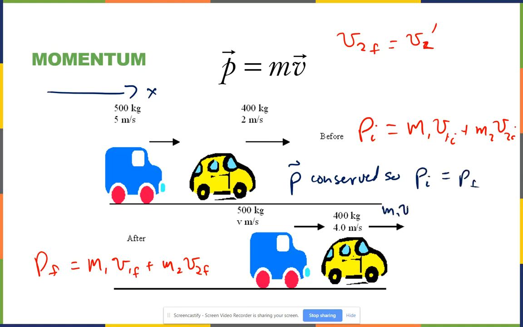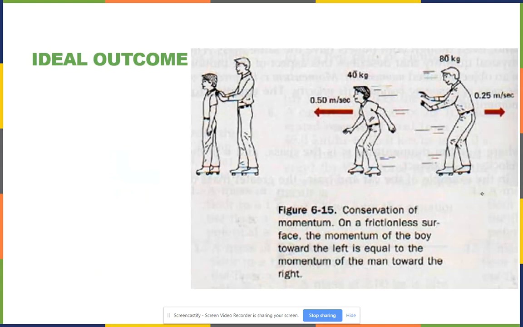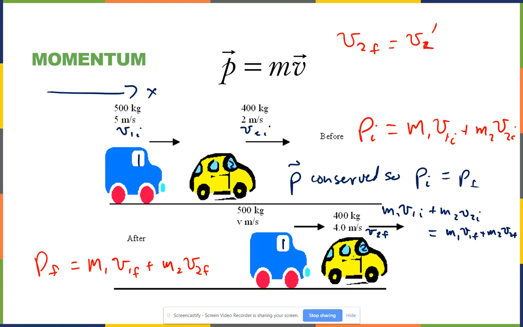So I have that equation. Now in this problem, I was given the mass of each car, and I was given V1 initial, V2 initial, and V2 final. So the only thing I don't know is V2 initial. So how do I solve this for V2 initial?